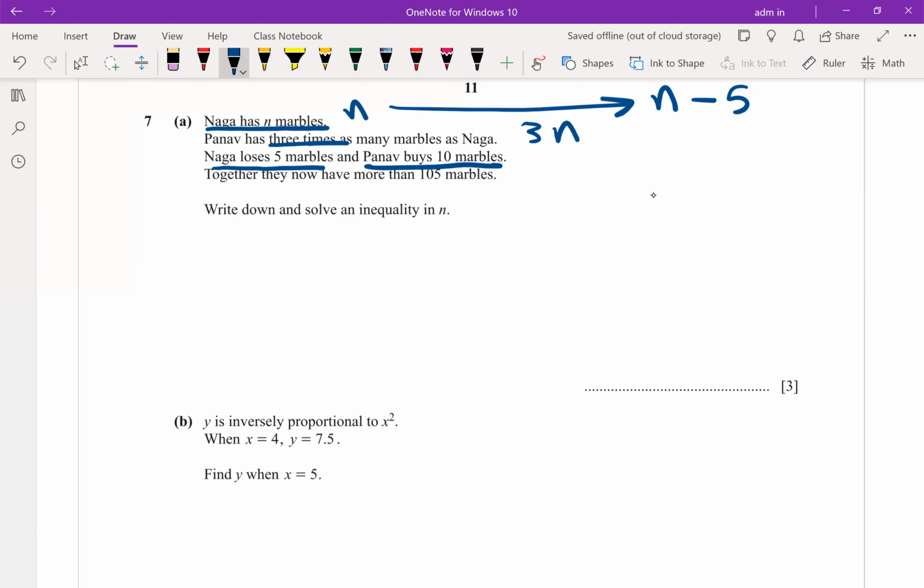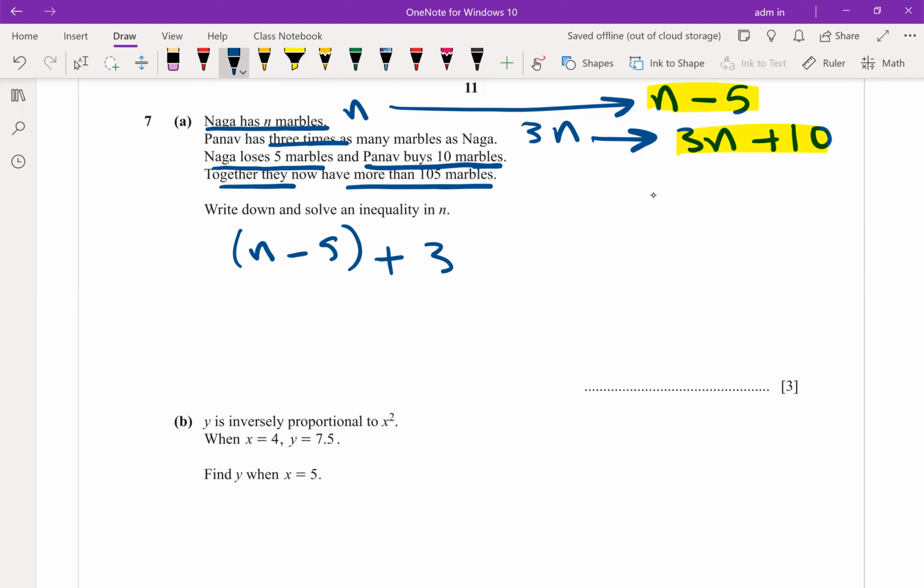And Bamp gains 10. So now what is the total? 3n plus 10. Together have more than 105. Together, so we add together n minus 5 and 3n plus 10. Together: n minus 5 plus 3n plus 10, more than 105. This is called the equation or inequality.